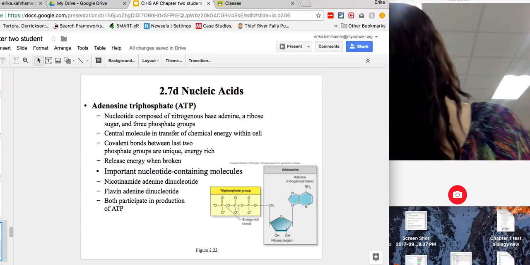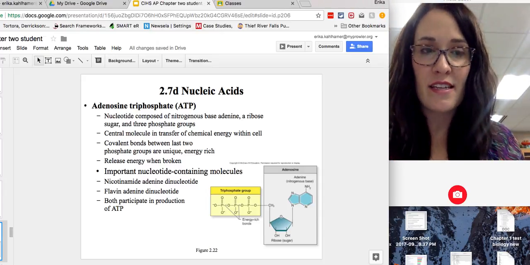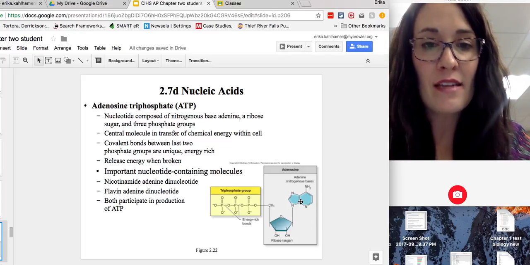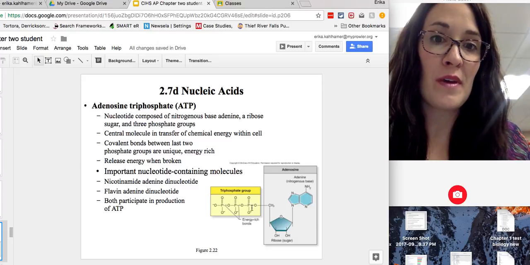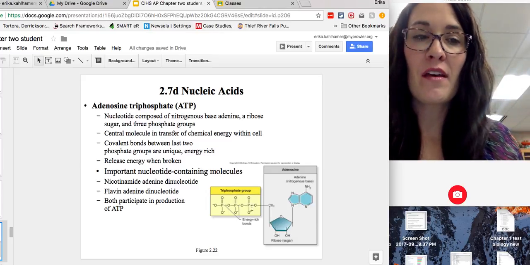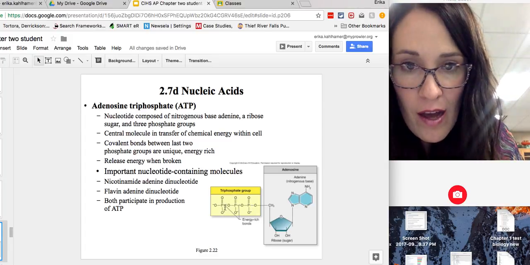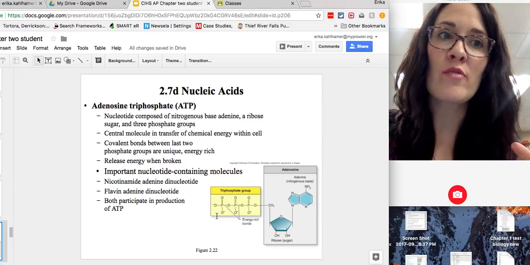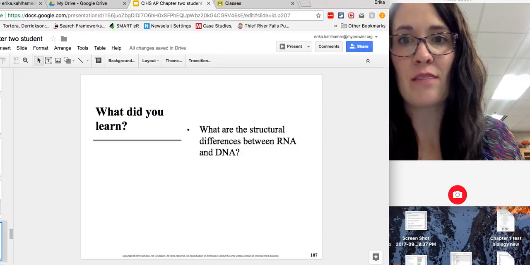Another type of nucleic acid is an energy currency called ATP, adenosine triphosphate. It has an adenine base, a sugar, and a phosphate group, 1P, 2P, 3P, triphosphate. We need it for energy transfer in the body. This covalent bond holding this phosphate here contains a lot of energy. When broken, it releases it. And that is a very important purpose of ATP.